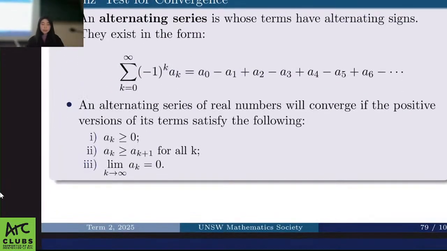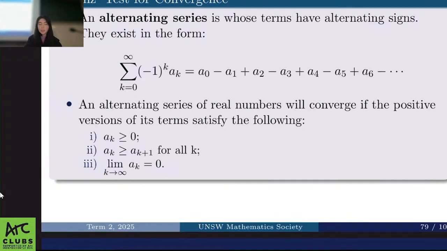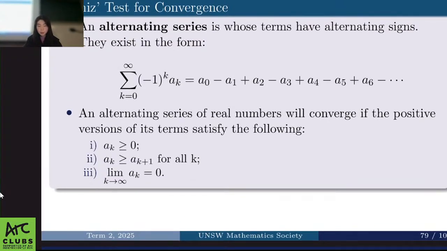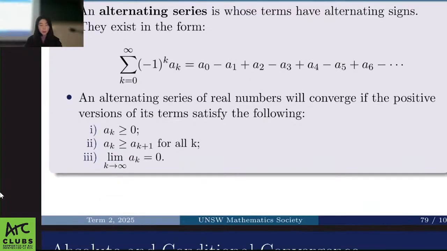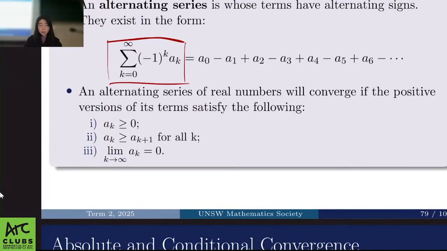Okay, so Leibniz test for convergence. This is only for alternating series. An alternating series is when you have terms that have alternating signs, and we can shorten it using this notation. According to Leibniz test, an alternating series will converge if the positive versions satisfy certain conditions. Note that we only care about the absolute value of these, not the sign in front of it.